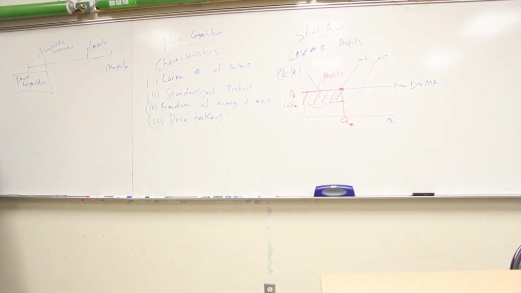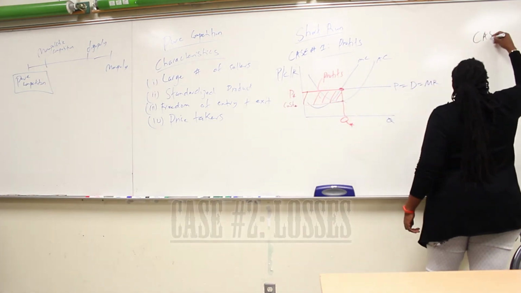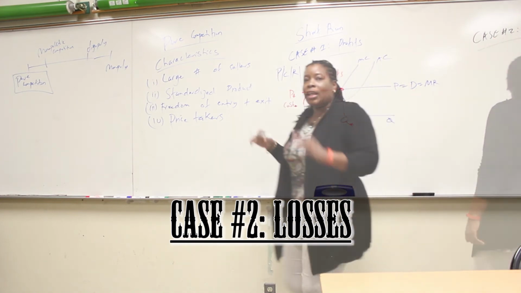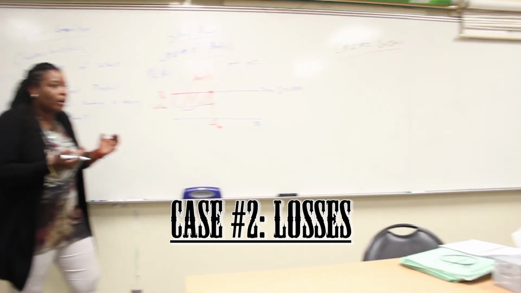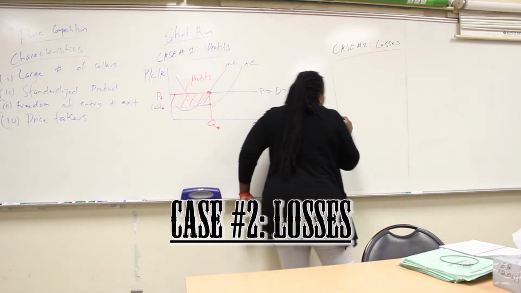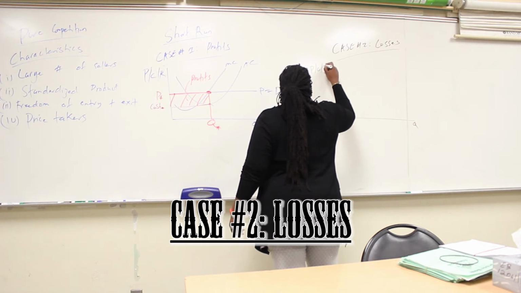There we go. There's no guarantee that when you just open the business, you're going to make money. It could be the case where you just open the business and you lose money. That's case number 2, the losses. Again, the story in this part of the course is told with graphs. So, let's set it up. Your quantity, you got your price, your cost, your revenue.